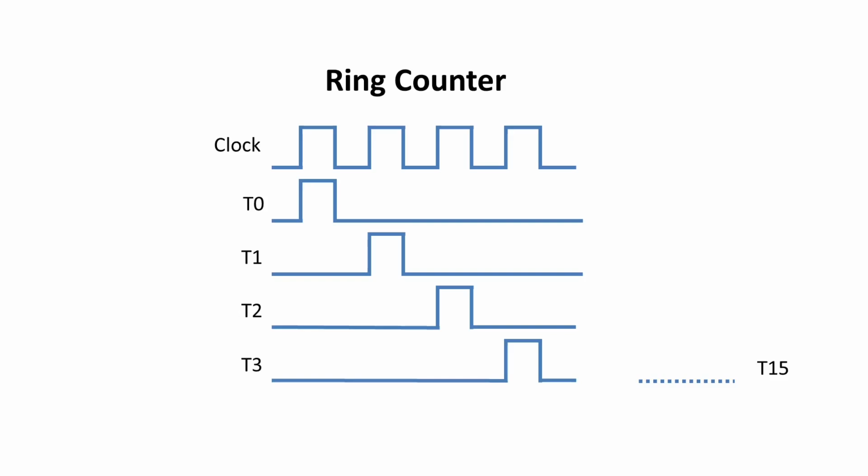Now, a lot of CPUs would have a ring counter, and as the clock clocks along, it would cause a pulse to move along the different outputs. So on the first clock pulse, T0 will come on. On the second clock pulse, T1 would come on. Third clock pulse, T2. Fourth clock pulse, T3. And on this CPU, that would go all the way through to T15 before cycling back round to T0 again. So you would have 16 clock pulses for the 16 steps.